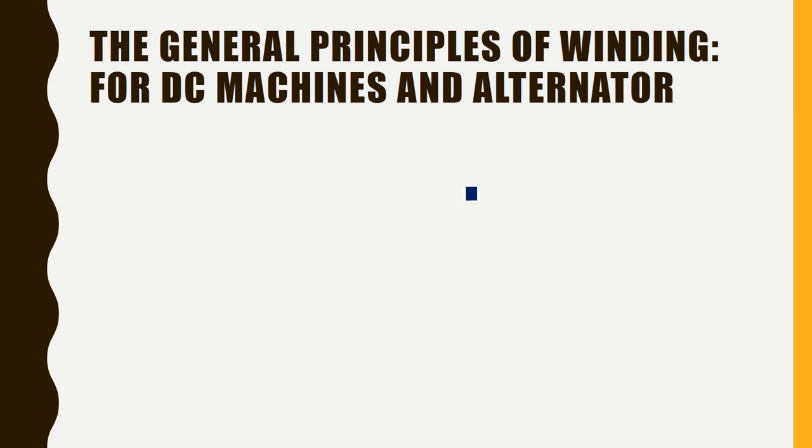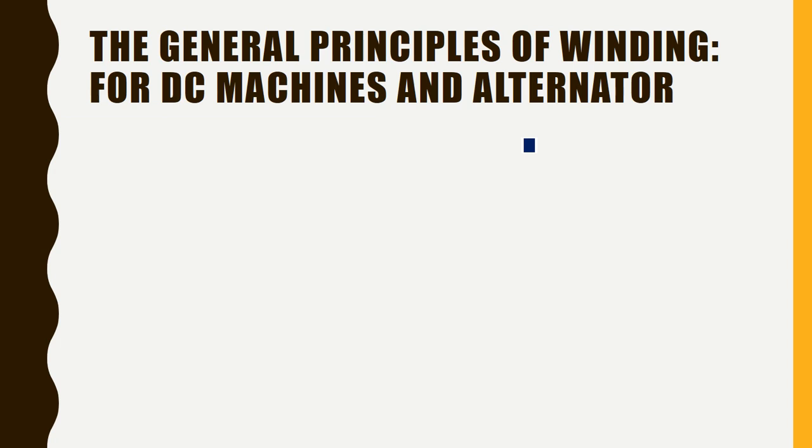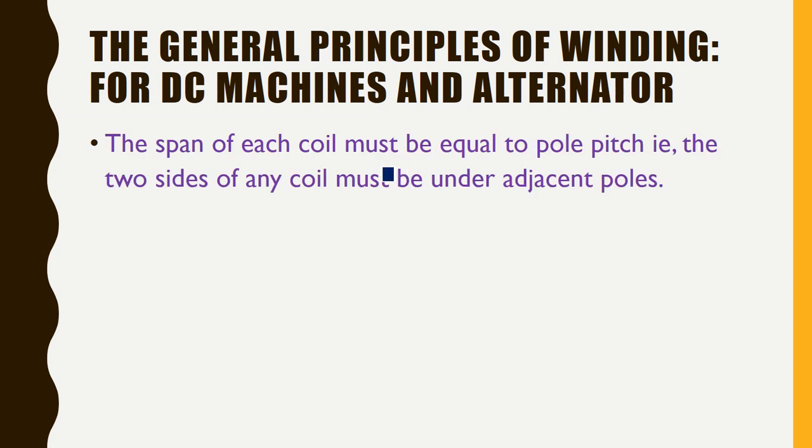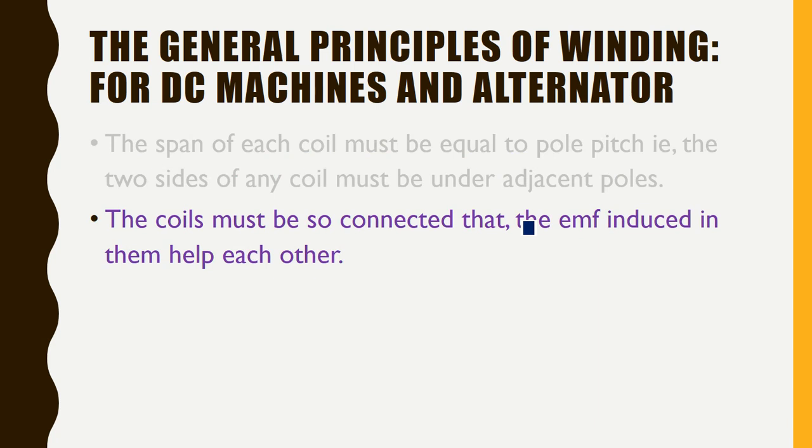Right? Okay. Now before going to AC machine, we will be seeing the general principles of winding for both DC and alternators or AC machines. Let us see. The span of each coil must be equal to one pole pitch. That is, if one coil is like this, and here one end will be there, this will be another pole, this is spanning one pole pitch. This is known as equal to one pole pitch. We should make such windings only. So this is the requirement.